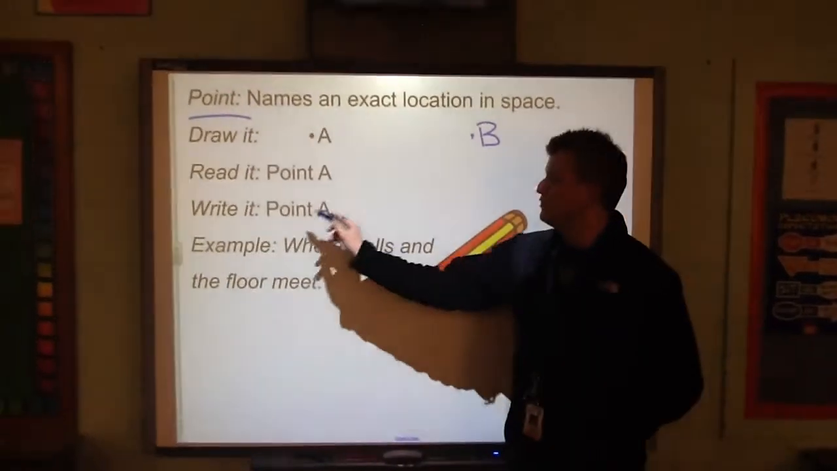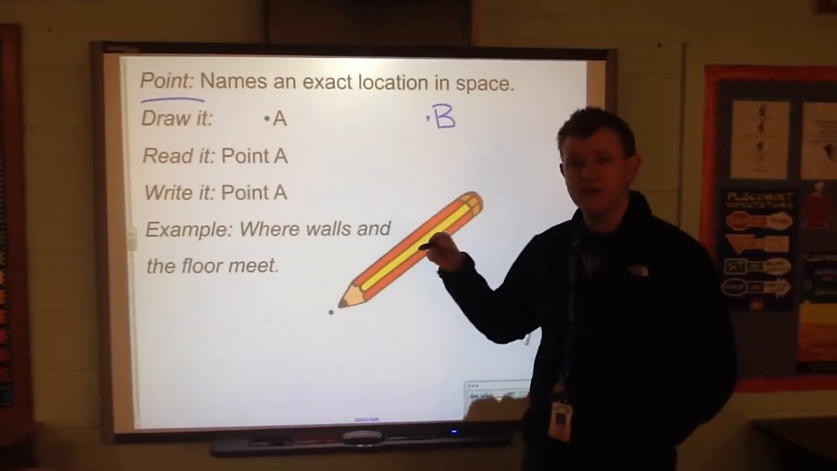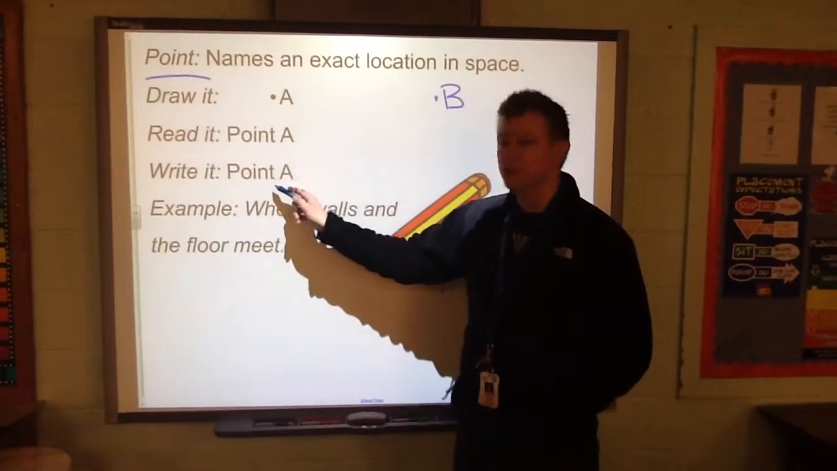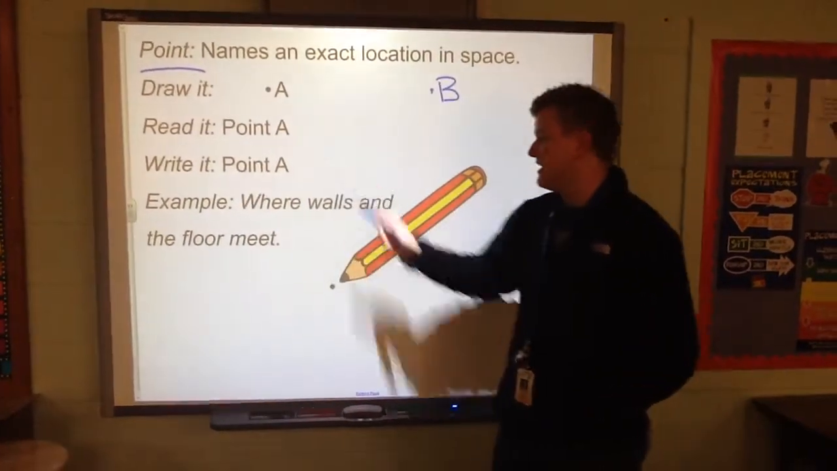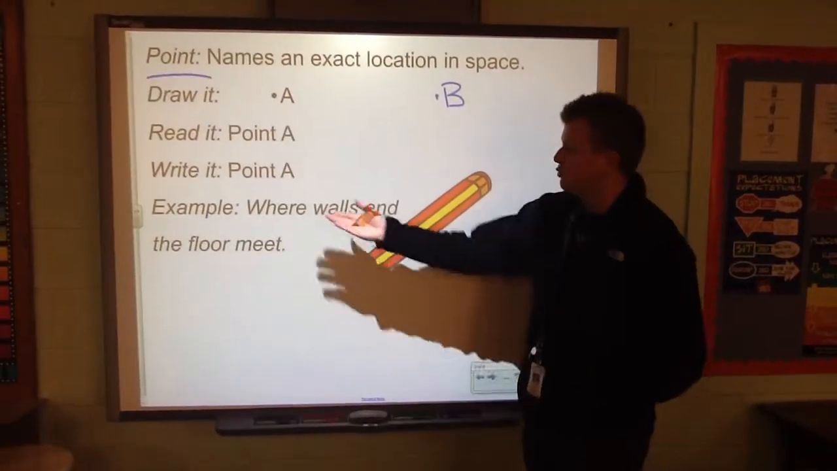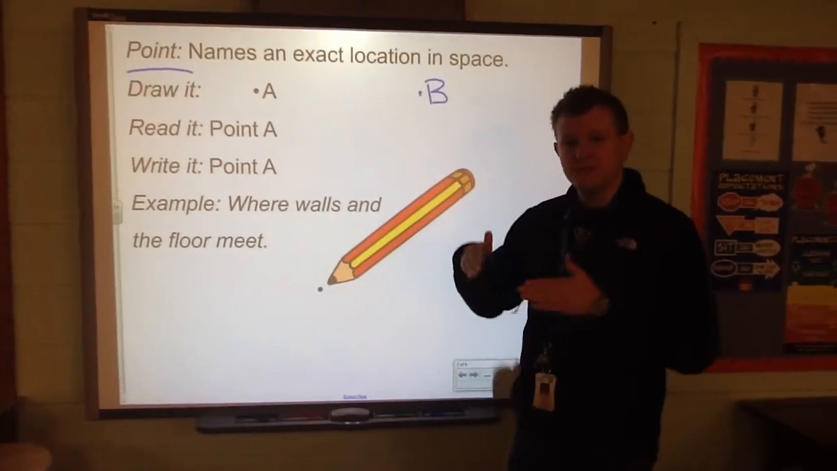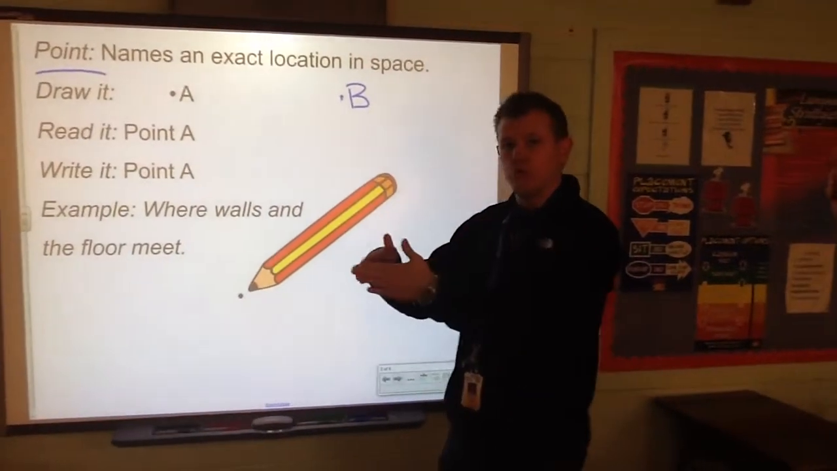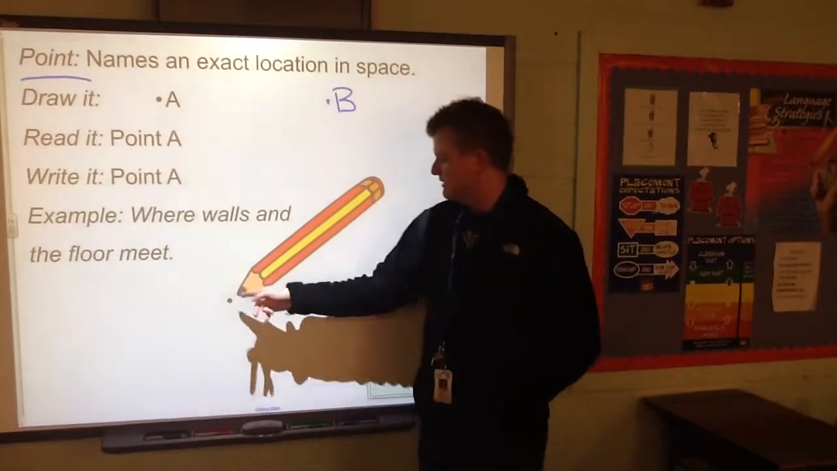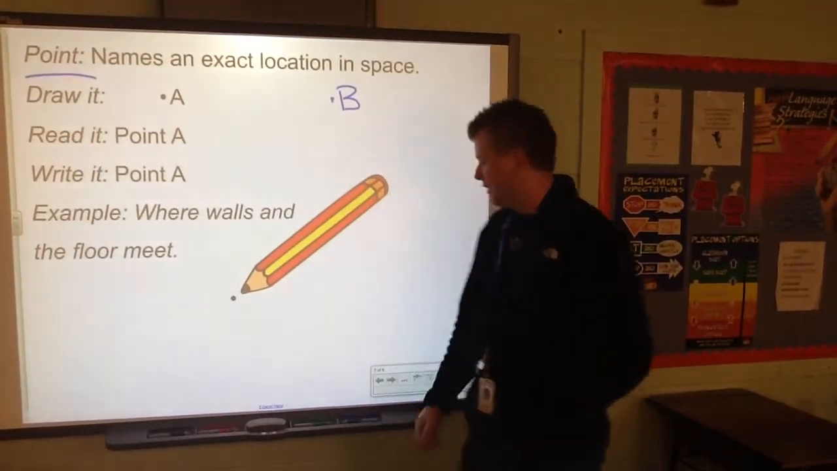And how you would write it if you were writing about point A, this is how you draw it. This is how you would write it in a sentence. Point A. One example would be where the walls and the floor meet. They meet at a point, like the corner of a room. Again, pencil and a dot. That's a point in space.